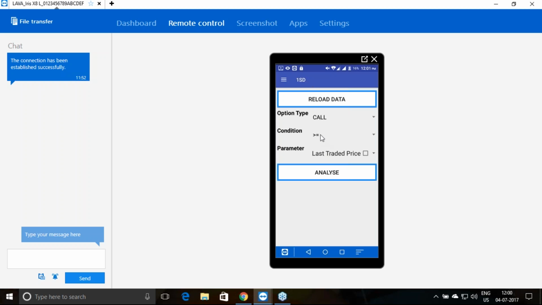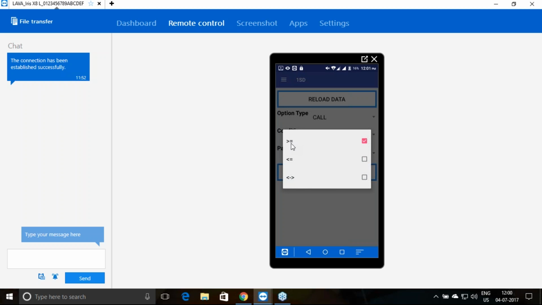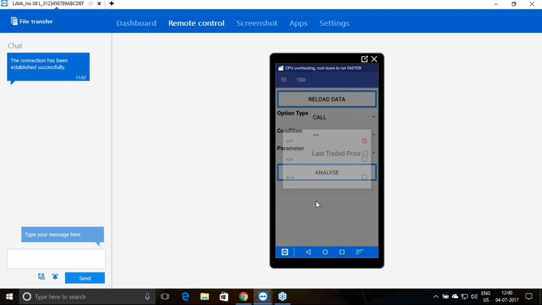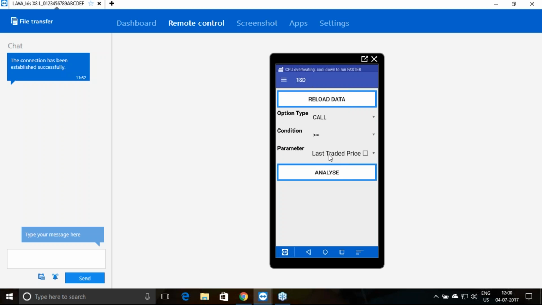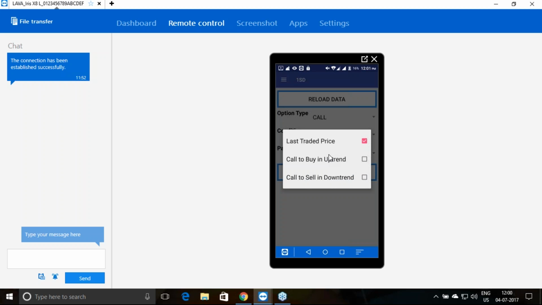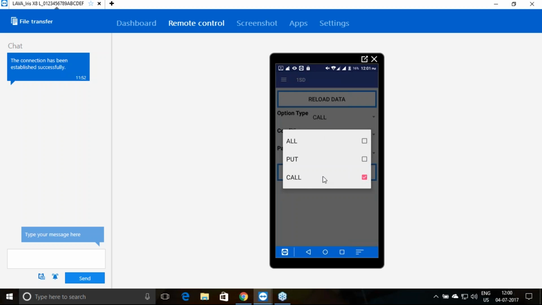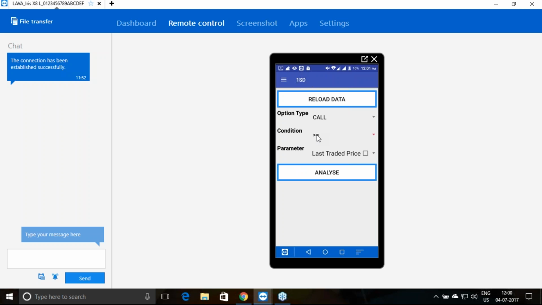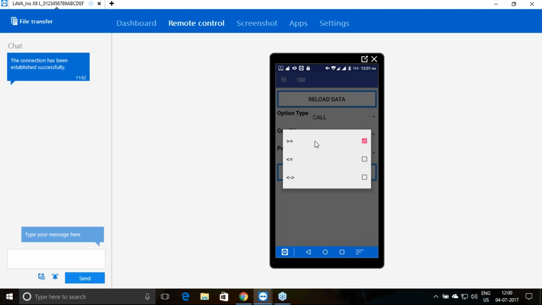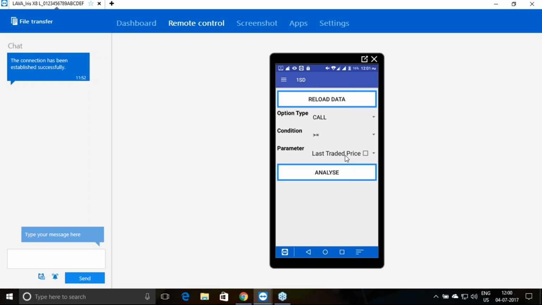Suppose I have given a call option. So I am giving you conditions, whether it is greater than equal to, less than equal to, or none of these things. I can also go for parameters like calls, the best call strike I can buy in uptrend, best call strike I can sell in downtrend. These are the options. So I'm just selecting the call option. And for conditions, I want the call options greater than equal to the last traded price. So I have just selected greater than equal to, and I'm selecting the last traded price.